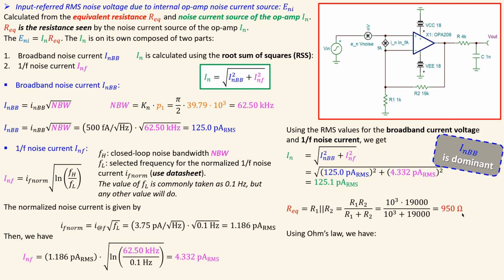Now I will use Ohm's law and do the I sub n times the equivalent resistance. That will give me 119 nanovolts RMS. And this is very close to that value. So we have now the second part.